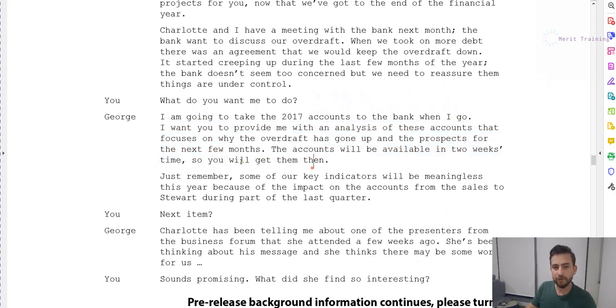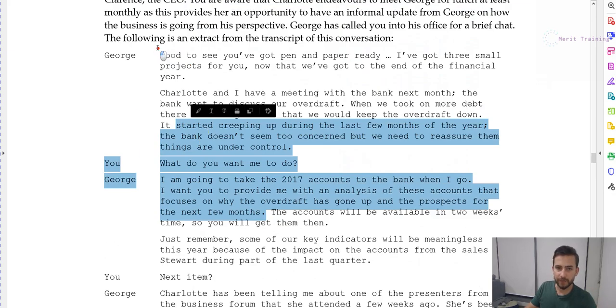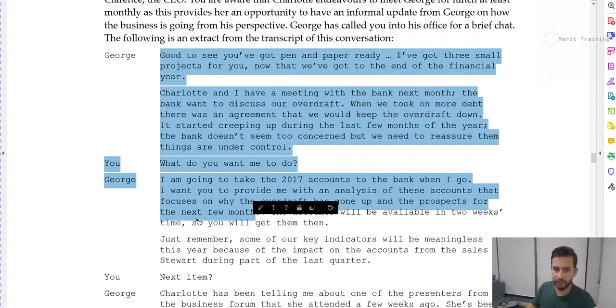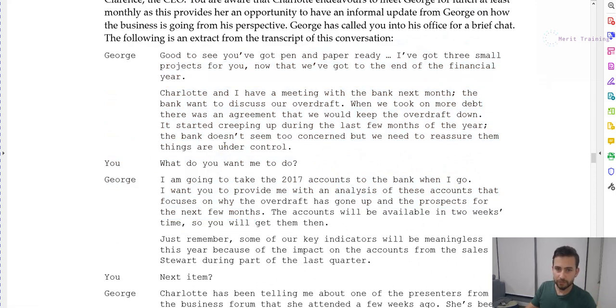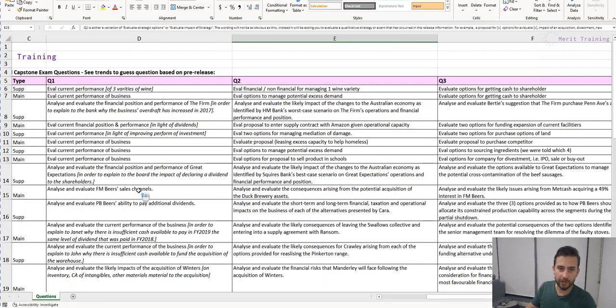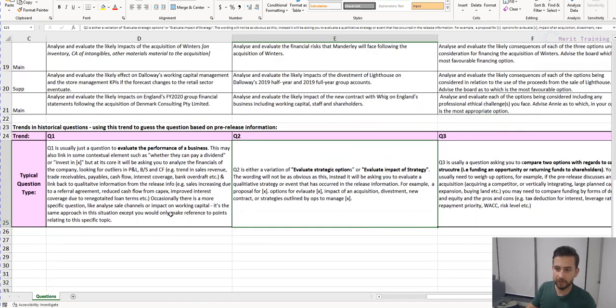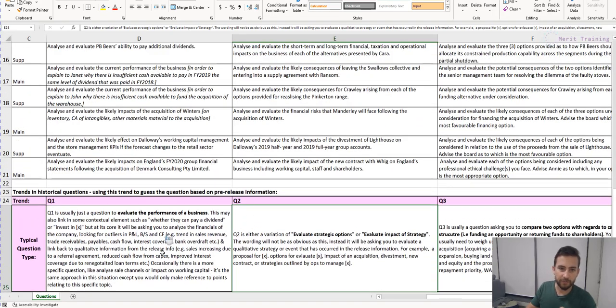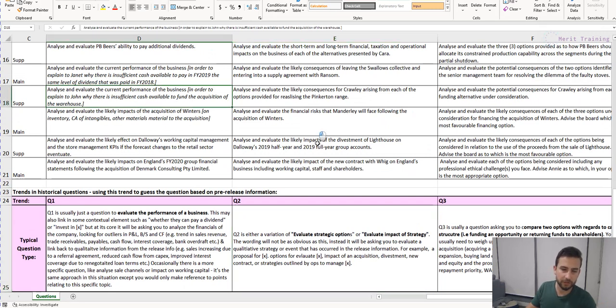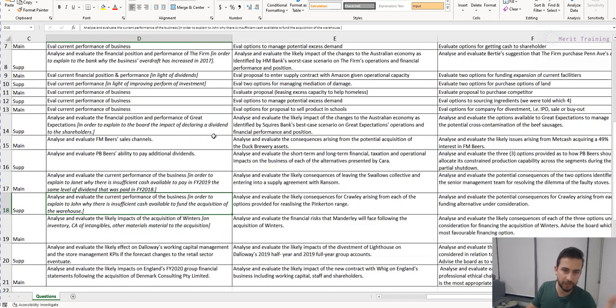So what this is probably doing, right? See how we can kind of predict what the question is going to be. This is probably related to question 1. It's going to be something along the lines of evaluate the performance of the business in order to explain whether the bank overdraft is going to be an issue to the bank, or something like that, right?